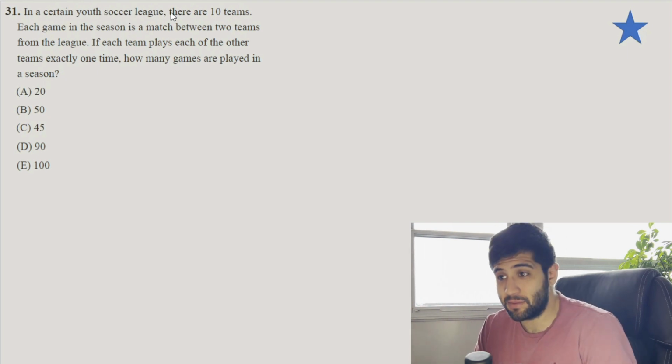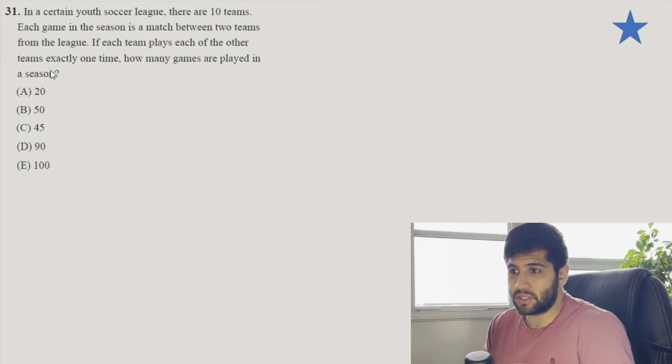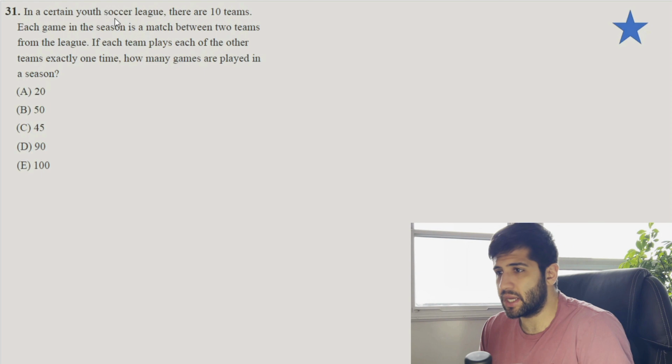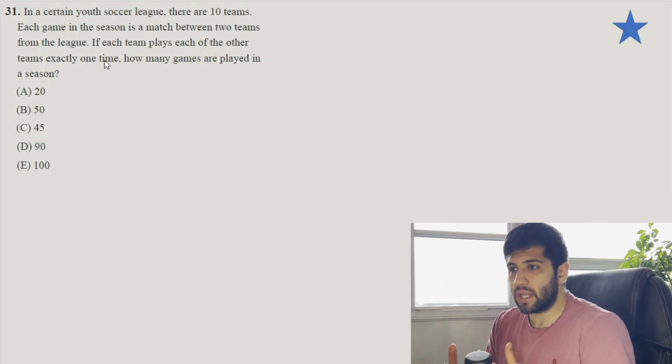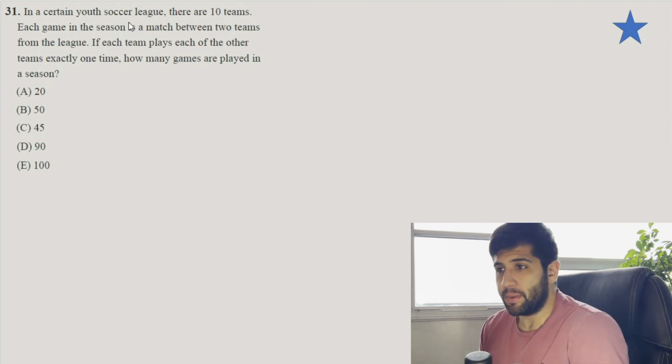There are 10 teams, and each game in the season is a match between two teams from the league. If each team plays each of the other teams exactly one time, how many games are played in a season? Those probability questions always put soccer, football, some sort of league to analyze certain things, like color or other characteristics. But here it's a small league with 10 teams.